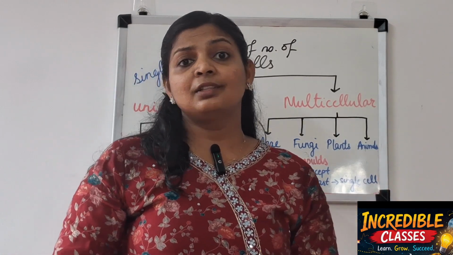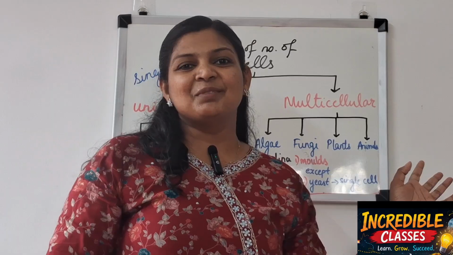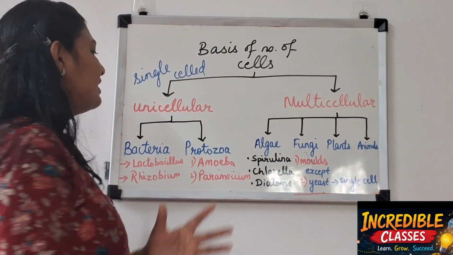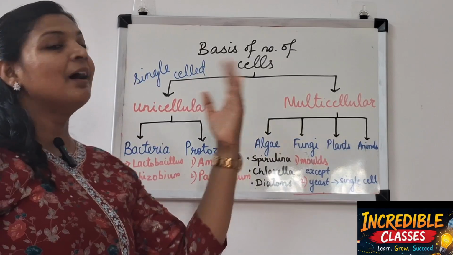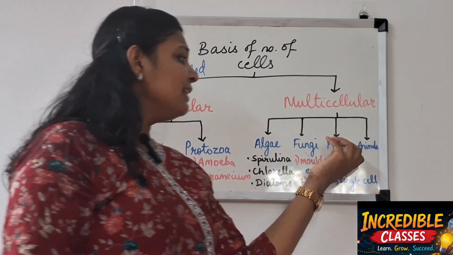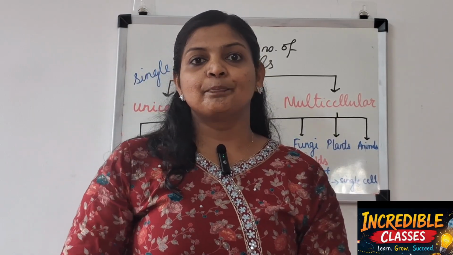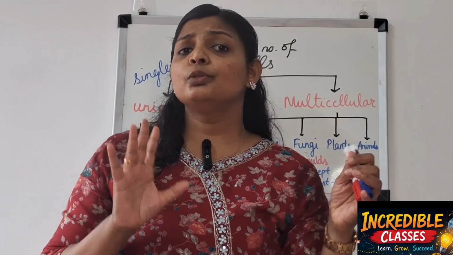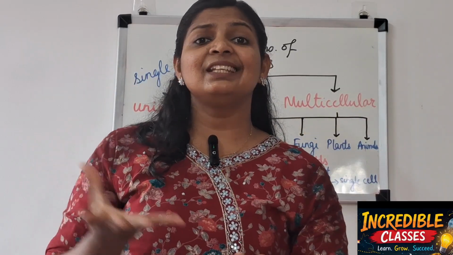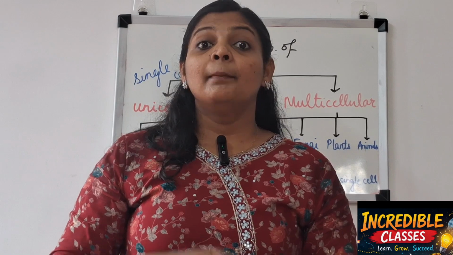Next is plants and animals, of course. By now you understood that only one cell cannot make a plant, neither an animal. So on the basis of number of cells, we can categorize them into unicellular and multicellular organisms. Now, plants and animals are easily visible to us. You don't need a special kind of tool to see them.